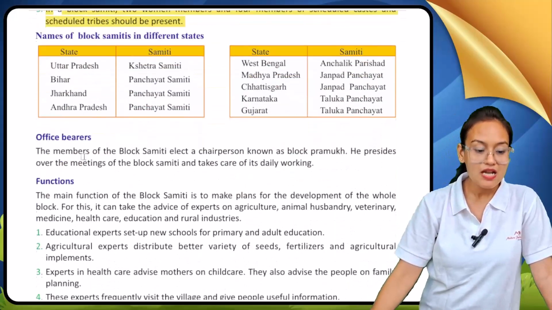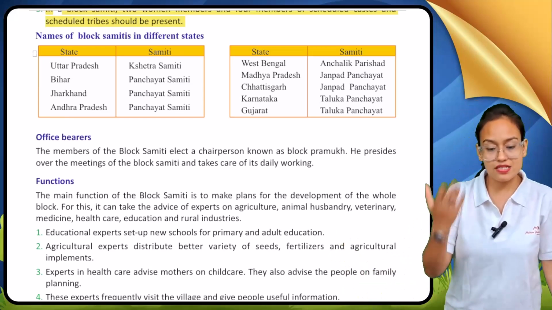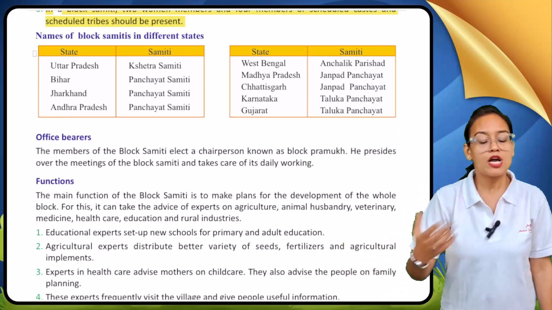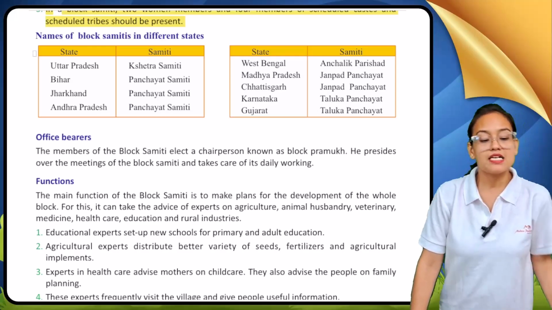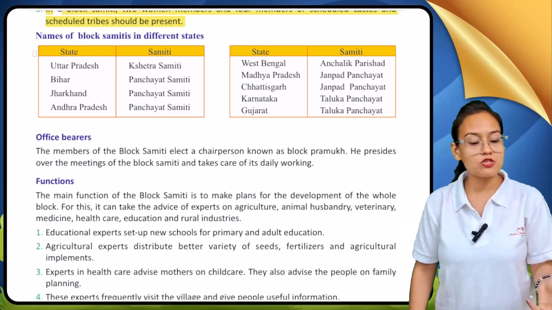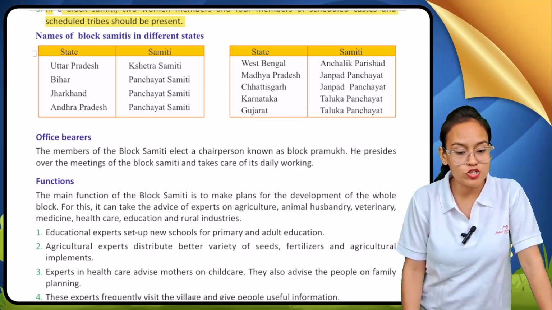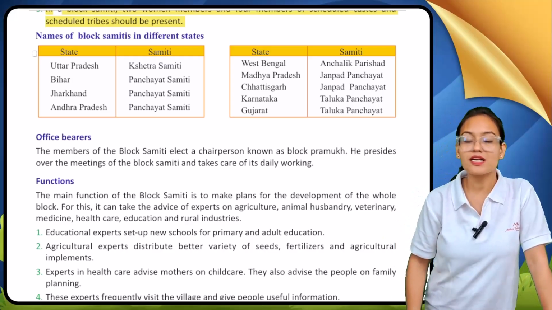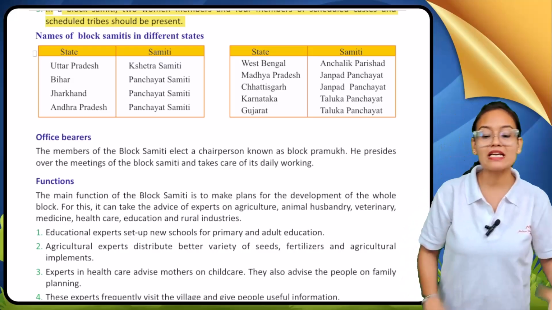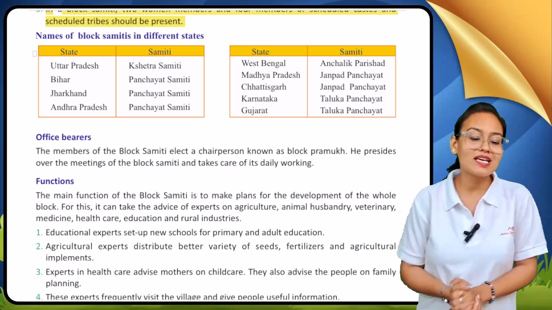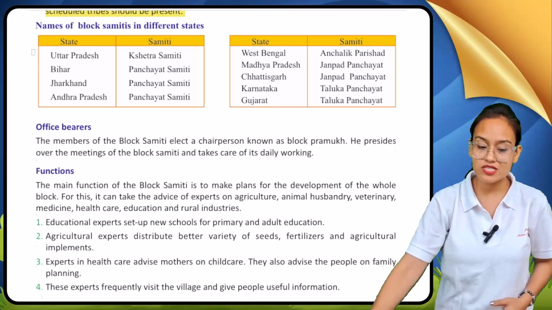Here you can see the names of block samitis in different states. The state name is given and the samiti name is given. In Uttar Pradesh, it is known as Kshetra Samiti. In Bihar, Panchayat Samiti. Similarly, in Jharkhand and Andhra Pradesh, it is also known as Panchayat Samiti. In West Bengal, it is known as Anchalik Parishad. In Madhya Pradesh and Chhattisgarh, it is known as Janpad Panchayat. In Karnataka and Gujarat, Taluka Panchayat. You can see how different names are given to block samitis in different states.